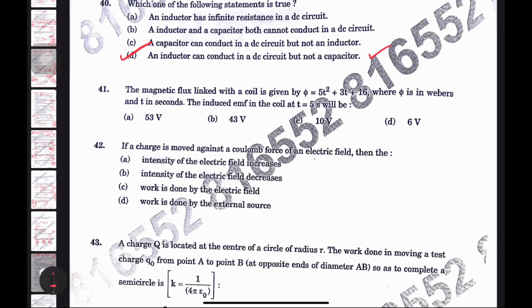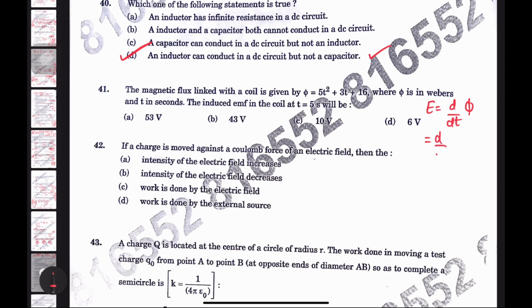Then the 41st question: the magnetic flux linked with the coil is given by this statement, where phi is in Weber and t is in seconds, and we have to calculate the induced EMF. So E is equal to d phi by dt. So E is equal to d by dt of phi. Just differentiate it.